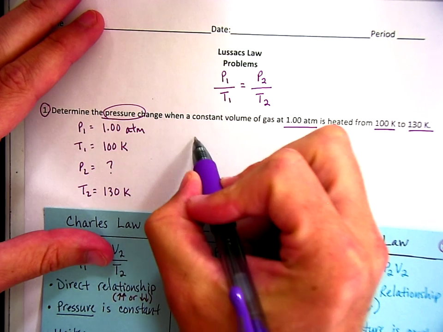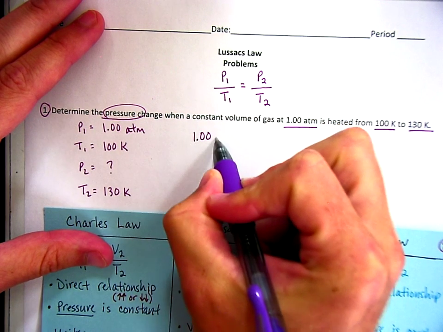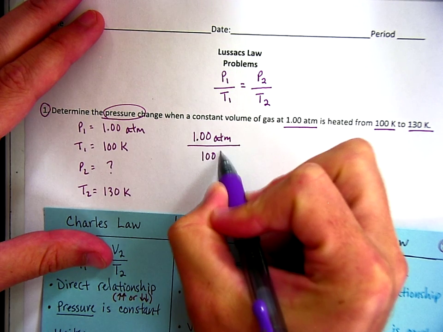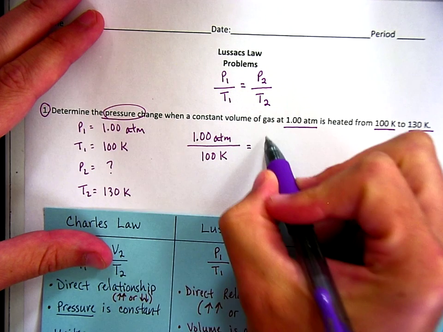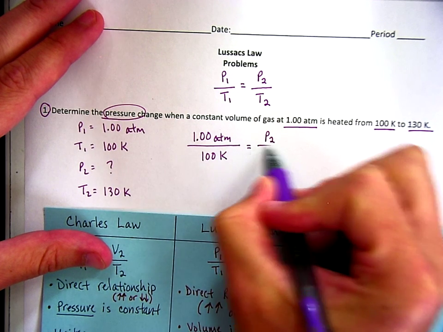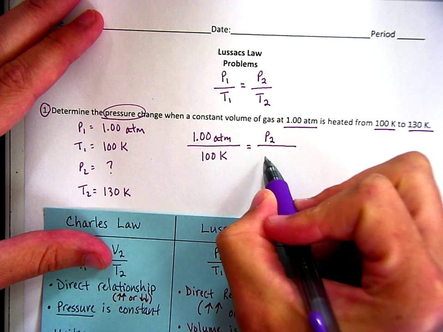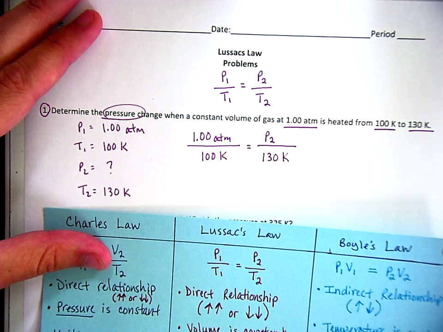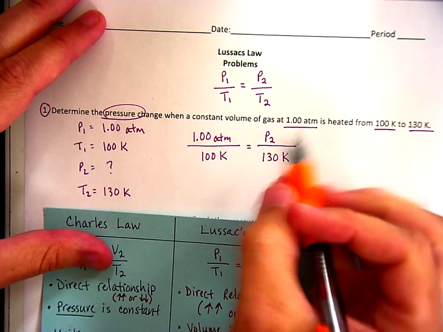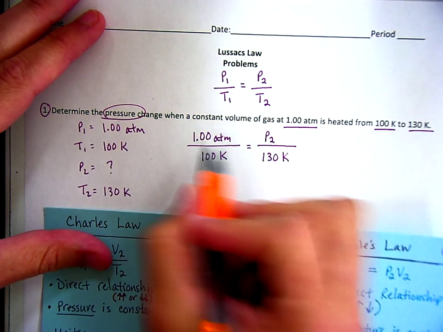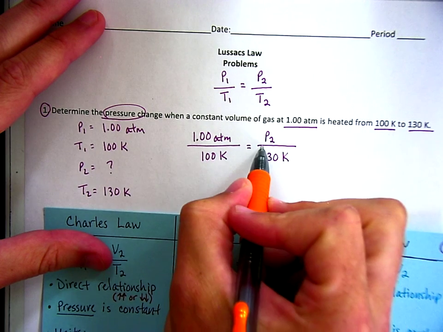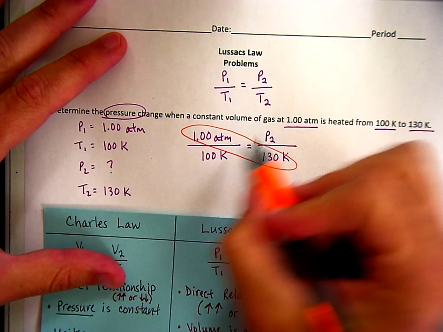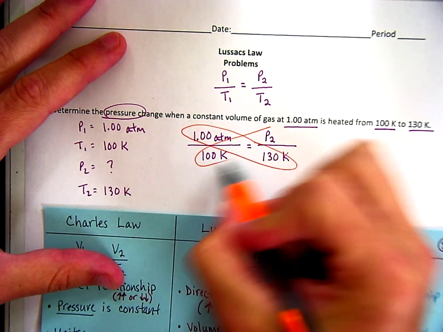So P1 is 1.00 atm over 100 K, and that's equal to, since we don't know what P2 is, we leave it like that, over my temperature, 130 K. All right, so we're going to cross multiply. We always do first the one where the two numbers are paired up. So we do 1 times 130, which we obviously know is 130. And then we're going to multiply P2 times 100.